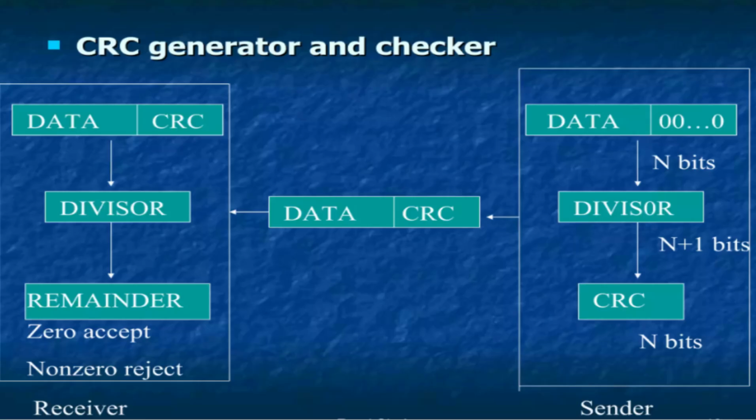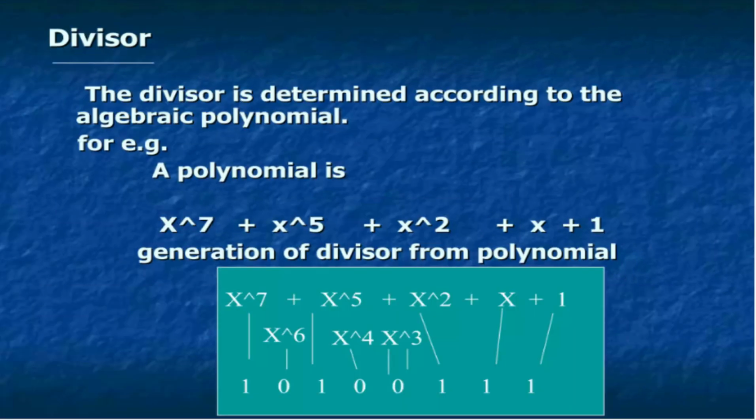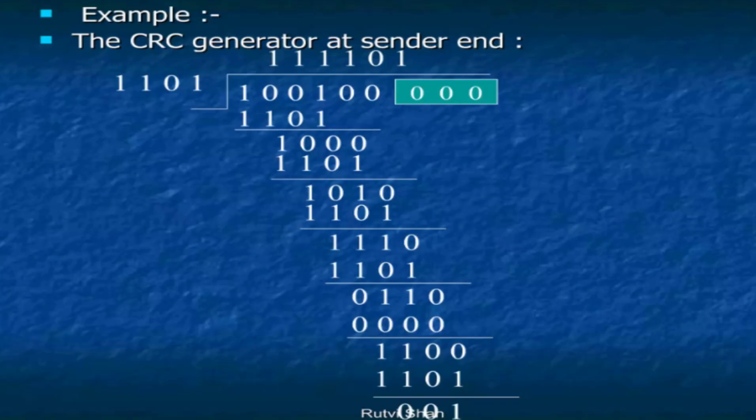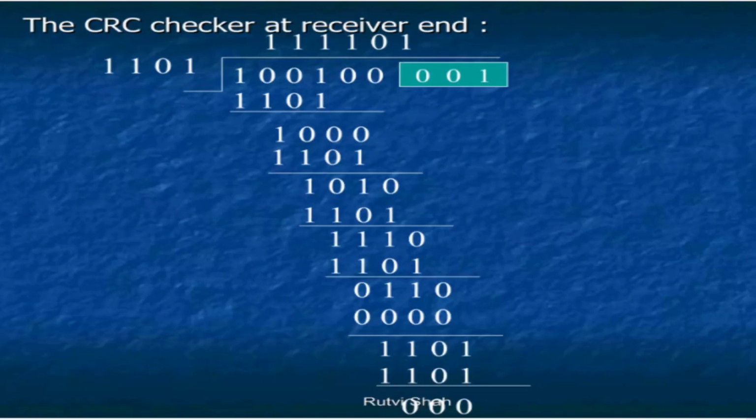This is the CRC generator and checker. In the CRC technique, we need a divisor. The divisor is determined according to an algebraic polynomial. A polynomial should be selected according to the following rules. One is that it should not be divisible by x, and it should be divisible by x+1. Here is an example of a CRC generator, where we divide data by the polynomial.